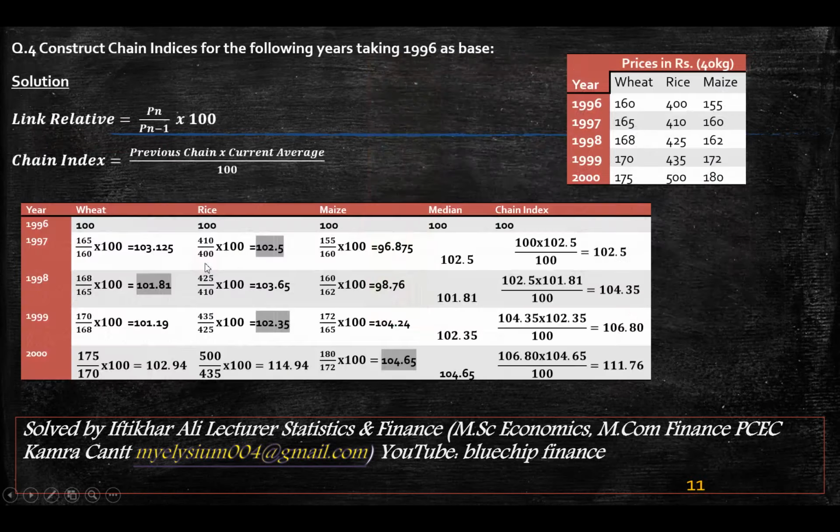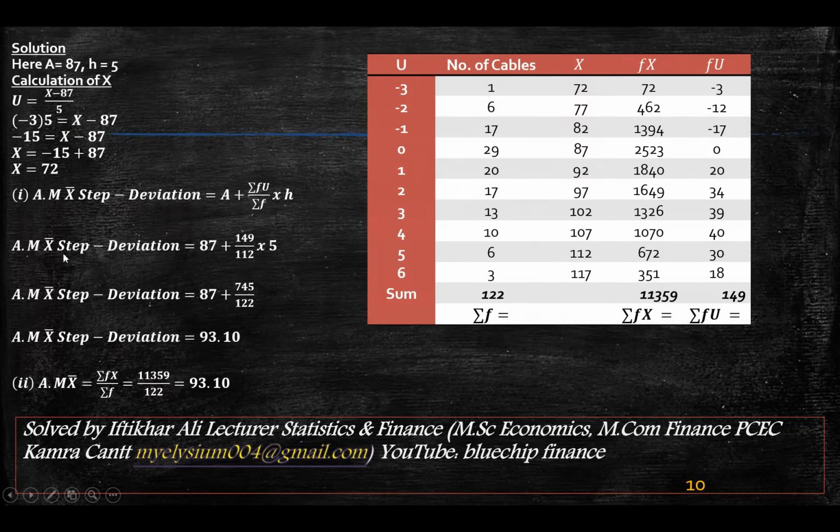So just simply put the values into the formula, as you are seeing here: a plus sum of fu divided by sum of f, multiplied by h. So the sum of fu is 149, the sum of f is 112, h is 5 and a is 87. So the arithmetic mean will be 93.10 in the step deviation method.